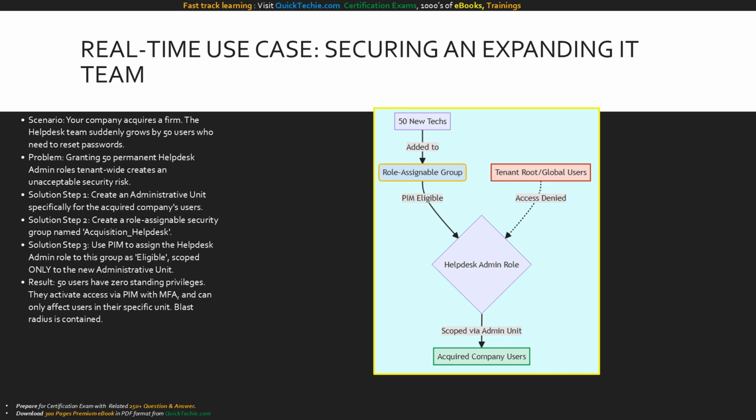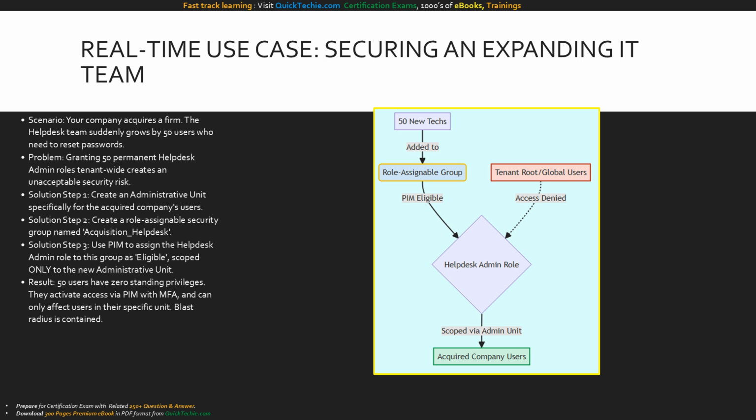First, we create an administrative unit specifically containing the employees of the acquired company. Second, we create a role-assignable group for the 50 new technicians. Third, we use PIM to assign the help desk admin role to that group as eligible, but we scope that assignment strictly to the new administrative unit. The result: 50 technicians have zero standing access. When they need to work, they activate via PIM using MFA, and they can absolutely only reset passwords for their specific subset of users. You have achieved security, compliance, and operational efficiency.